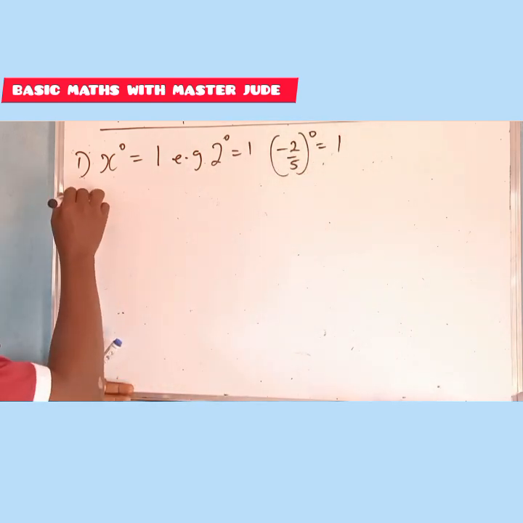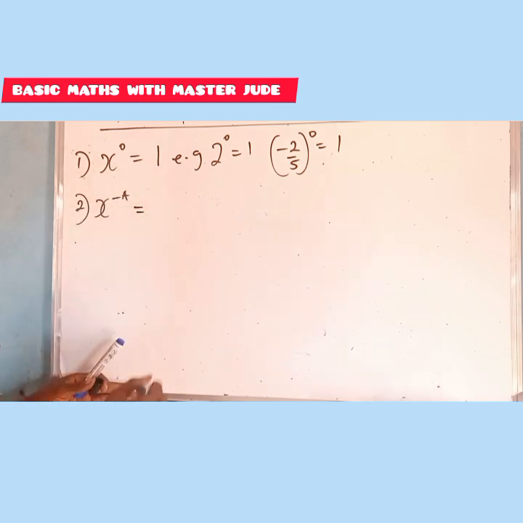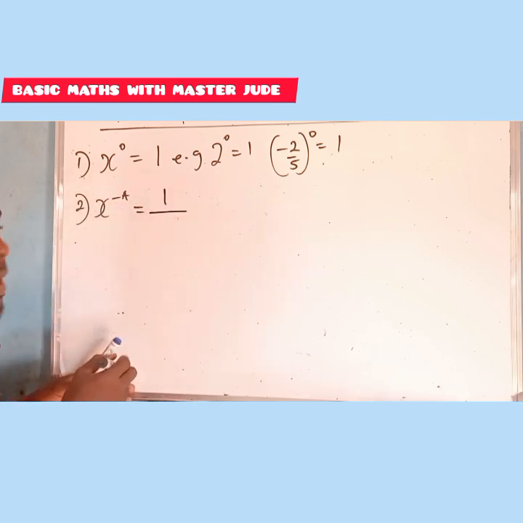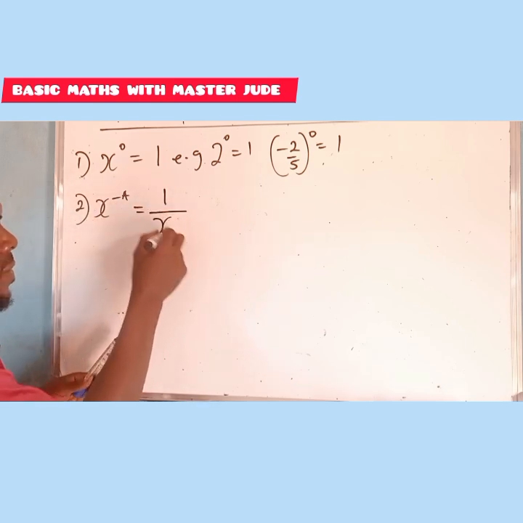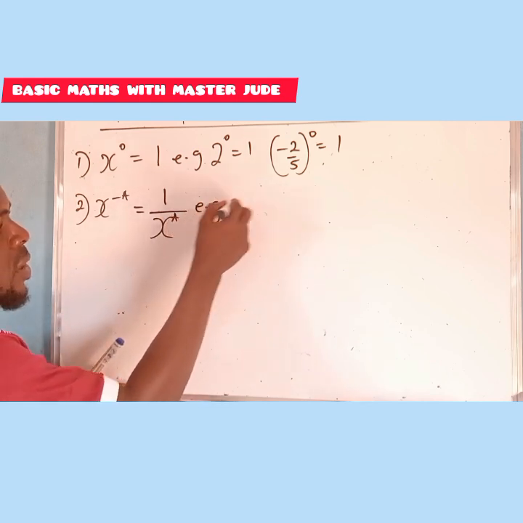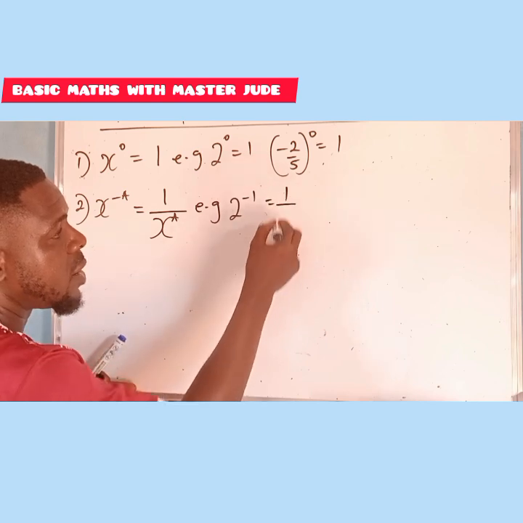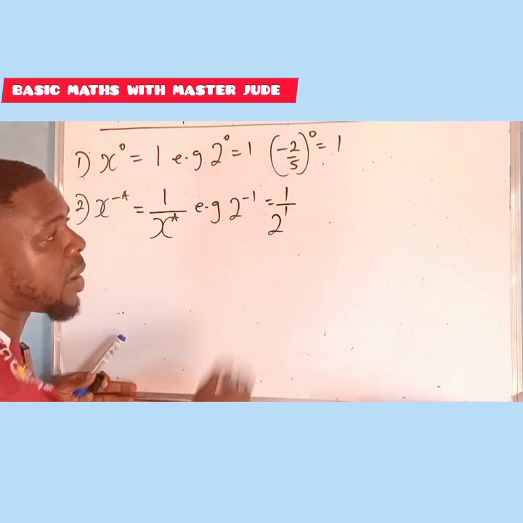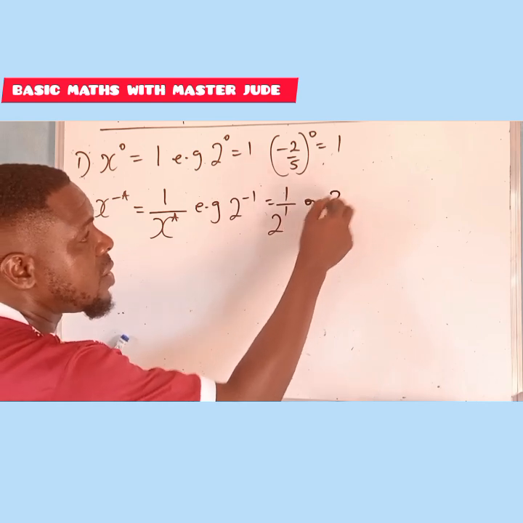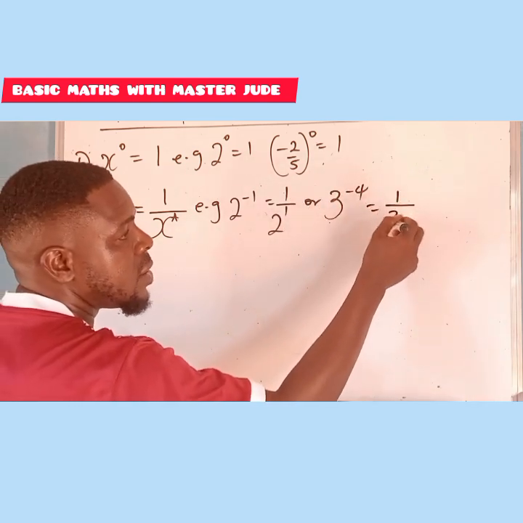Now, in the second law, if you have x raised to power minus a, this is the same as 1 over x raised to power a. This minus sign becomes this division line. Then you bring down x, then the power a. Now, for example, if you have 2 raised to power minus 1, this is 1 over 2 raised to power 1. Or if you have 3 raised to power minus 4, this is the same as 1 over 3 raised to power 4.